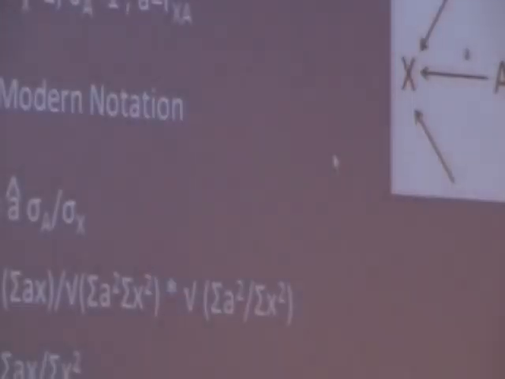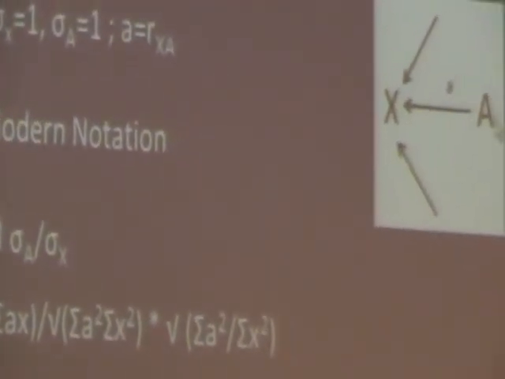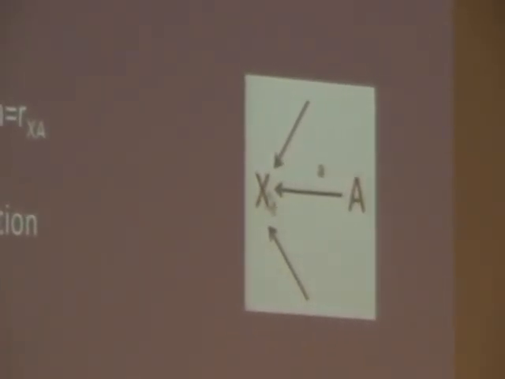This type of framework was used in other parts of academics, but not quite in the way of tracing equations back from it. So I'll just go through a basic quick summary. If you have A and it's causing X, in path analysis you would say X equals little a, which is the path coefficient, times big A plus some error. And what he's done here is he's standardized A and X. And he's saying that the standard deviation of X is 1 and the standard deviation of A is 1. So really the path is just the correlation between the two.